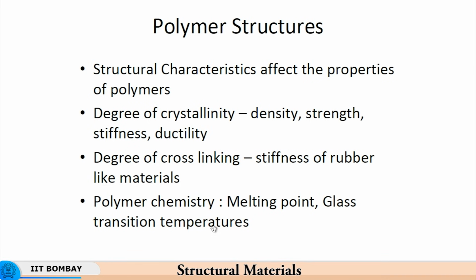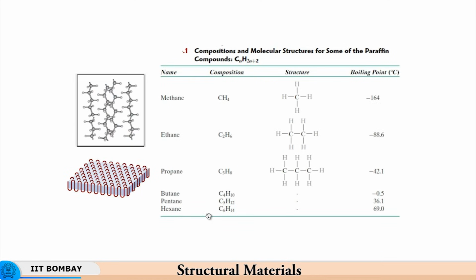So, the polymer chemistry determines the melting point and glass transition temperature. This is another temperature which is typical to polymer chemistry. So, we see that there are different kinds of organic molecules. Methane, for example, is CH4, where this is the structural arrangement, and the boiling point is minus 164 degrees centigrade. Okay. Ethane has C2H6.